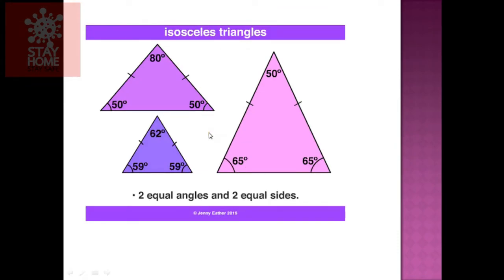Now the types of triangles. This is an isosceles triangle. An isosceles triangle is a triangle with two equal sides and two equal angles. See, these two sides are equal and these two angles are equal: 50-50, and these two sides; 59-59, and these two sides are equal; 65-65, and these two sides are equal. Two equal angles and two equal sides. If two angles are equal, two sides are equal. This is called an isosceles triangle.